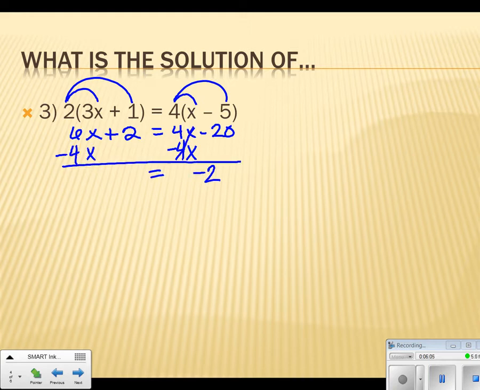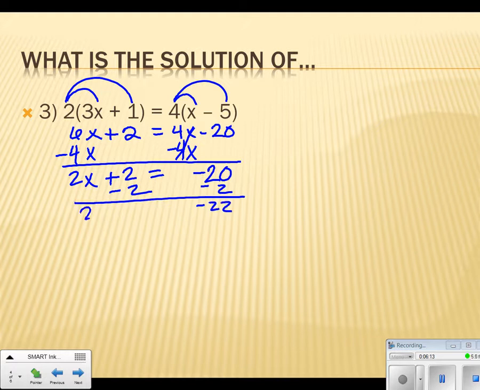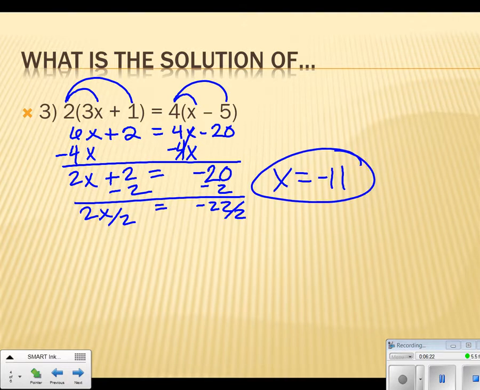I'm still left with a negative 20, so I have 2x plus 2, subtract 2, negative 22, 2x, divide by 2. x is negative 11. Check my work. Come up here, and I'm going to put negative 11 in for x here and here, and you see that it's the same on both sides. So it worked.